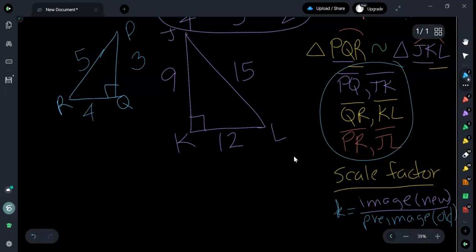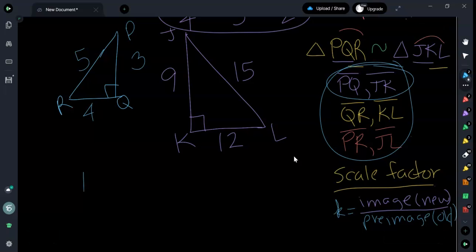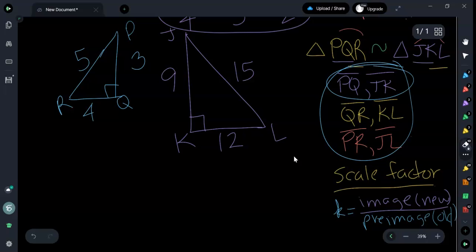So when you look at these ratios of these sides, because I've matched these up, I'm going to write an equality statement based on these. So we've established that PQ goes with JK, right? So that means that when we do our ratios, PQ and JK have to be together. Now, if I'm trying to find a scale factor and I want to know how I went from the old to the new, remember, the new one goes on top. So between PQ and JK, which one is the new one? JK. So I'm going to have JK over PQ.